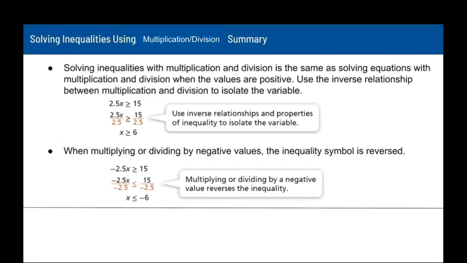So to summarize, solving inequalities with multiplication and division is the same as solving equations with multiplication and division when the values are positive. You use inverse relationships between multiplication and division to isolate the variable. When multiplying or dividing by negative values, we must remember that the inequality symbol is reversed. Otherwise, it is very much the same steps.